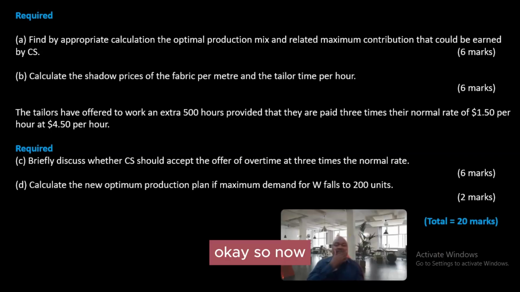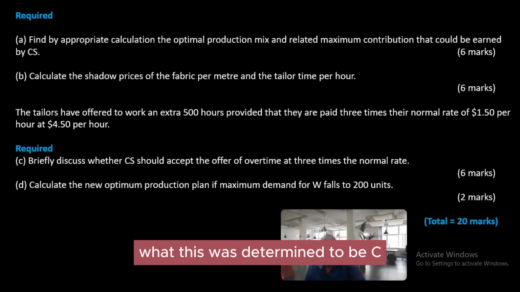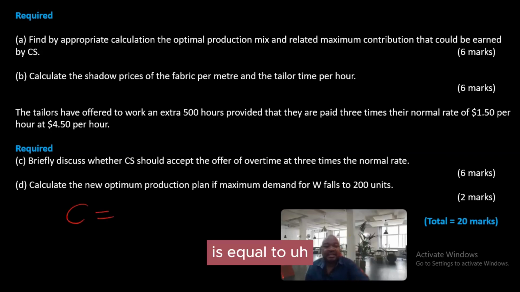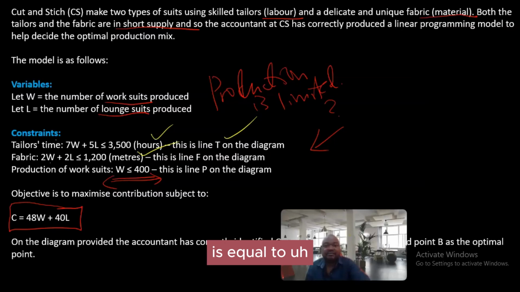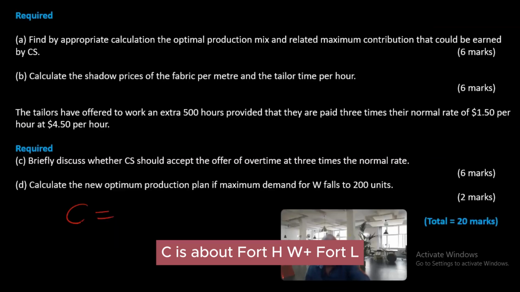Okay, so now this is the thing. Our objective function has been determined to be what? This was determined to be C is equal to 48W plus 4L.